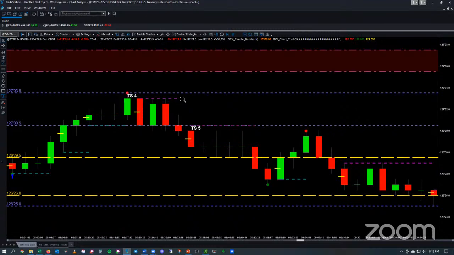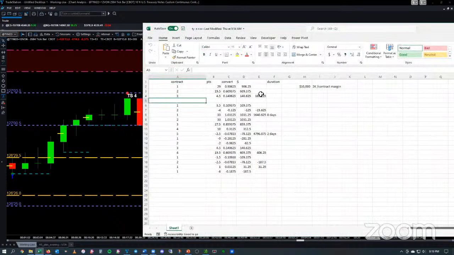And this swing trade lasted, let's see, I think 8 days. Yeah, 8 days. You can see here's all the trades and where I recorded them. The duration was 8 days.